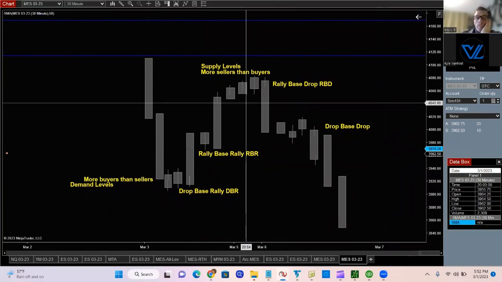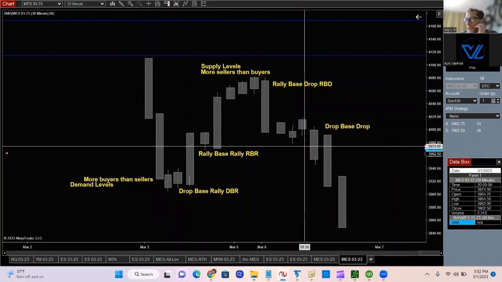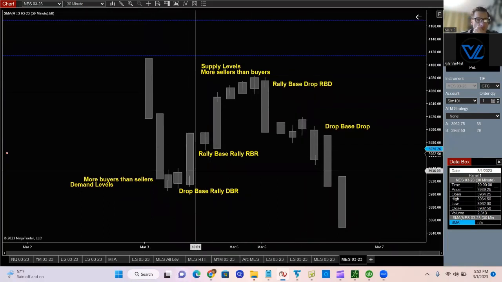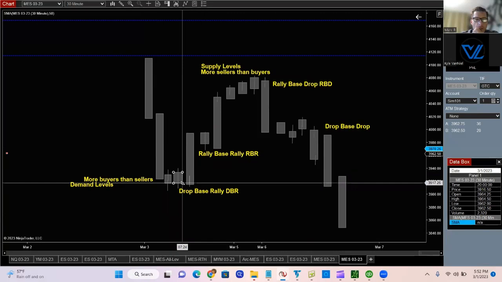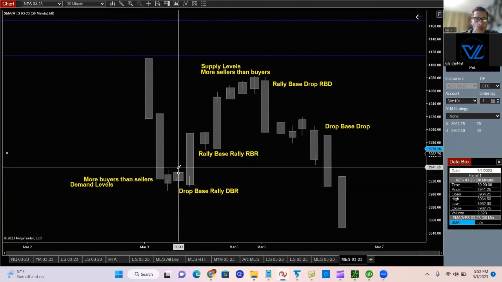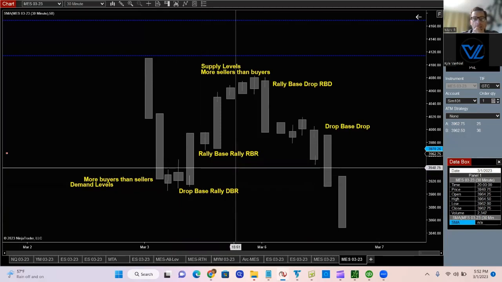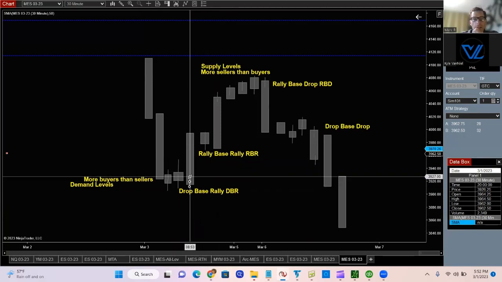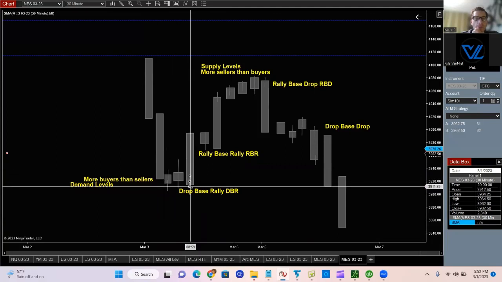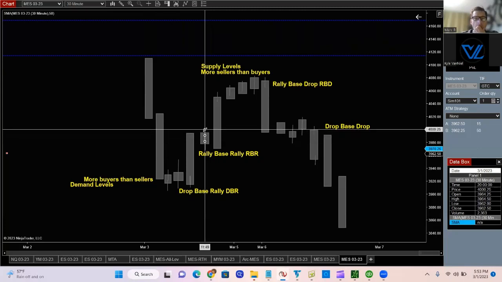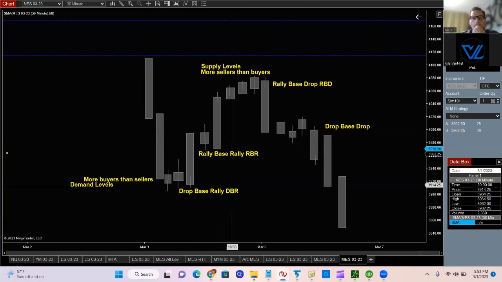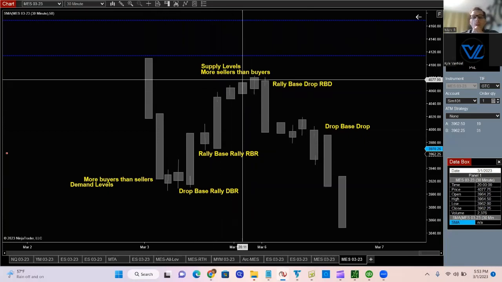These moves are made up of basing candles. I'm going to squeeze these up a little more for the example. A basing candle is a candle where the body makes up, let's say, 50% or less of the candle. Just to drive that point home, I'll put a little more wick in there.